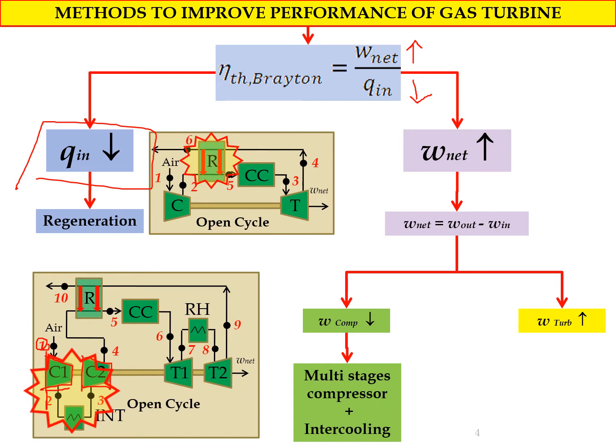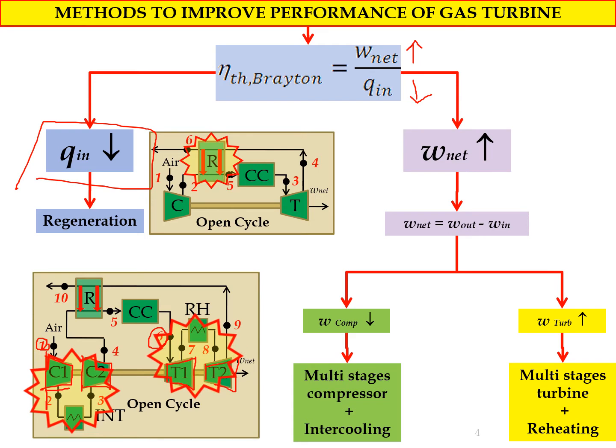Another method is we increase the work out of the turbine by using a multi-stage turbine plus reheating. As you can see, this is state 6, this is turbine number 1 and this is turbine number 2, which is the multi-stage turbine. And here is the reheating section. From state 7, it goes into the heat exchanger or reheating section and the output of it is state 8. So this is the way to improve the performance of gas turbine.